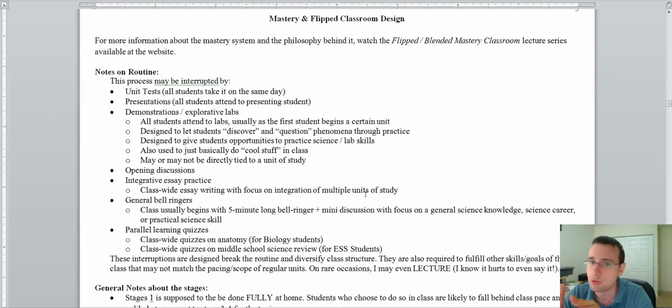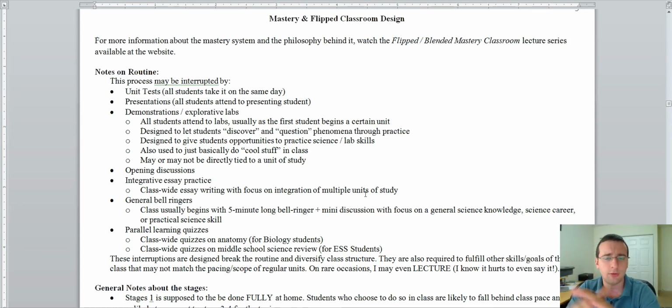Likewise, I sometimes do demonstrations for the students which are not necessarily tied to any specific unit of study. In the Mastery system, students are sometimes in different topics. Someone will be doing this topic while somebody will be doing something else. But I can still do labs or demonstrations which are not necessarily tied to any specific unit, but are things which allow students to discover or to answer some sort of question about a phenomenon, which allows them to practice their understanding of science and how to apply science. It's also a cool thing to practice lab skills and to simply do cool stuff in class. It's my favorite way to break the routine of the Mastery system.